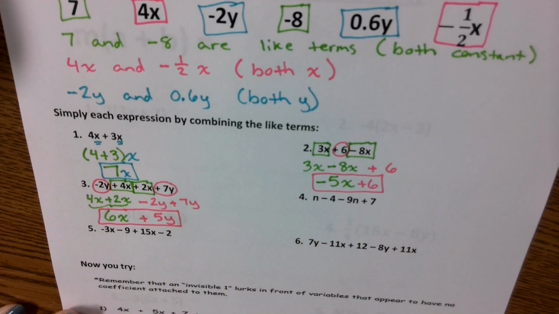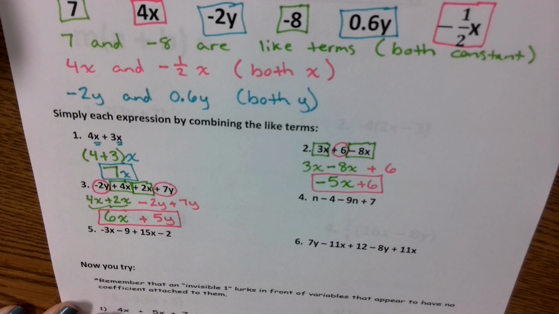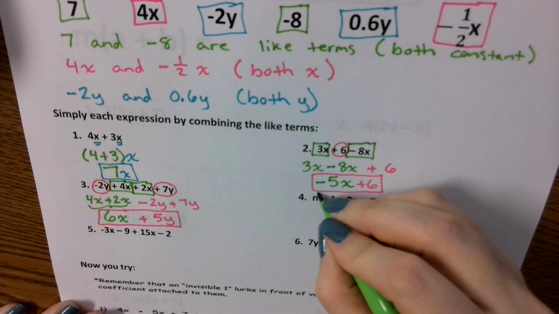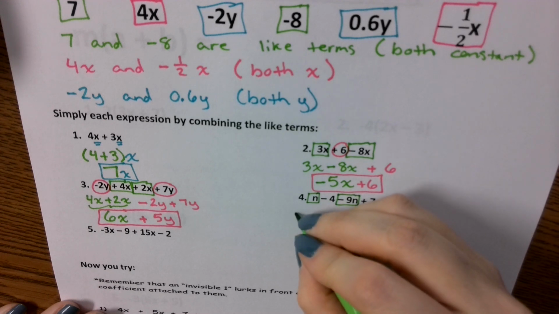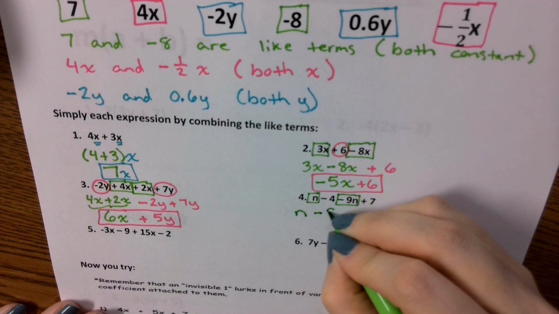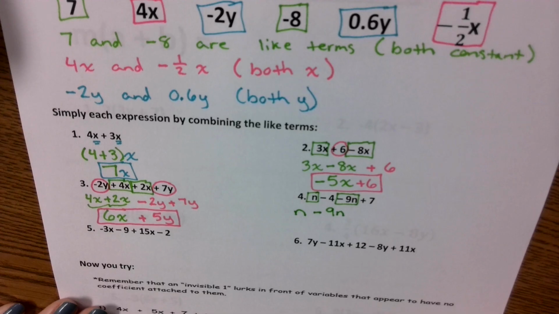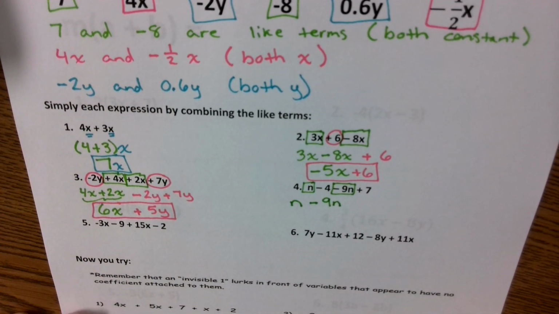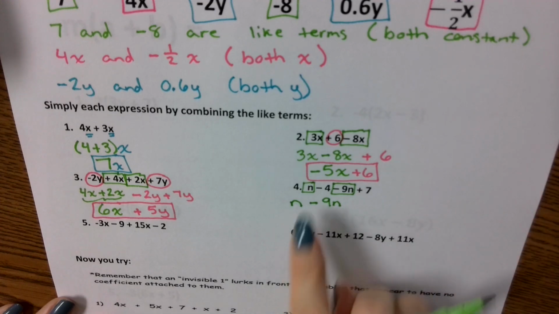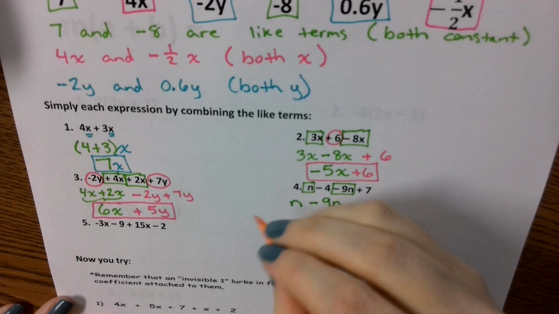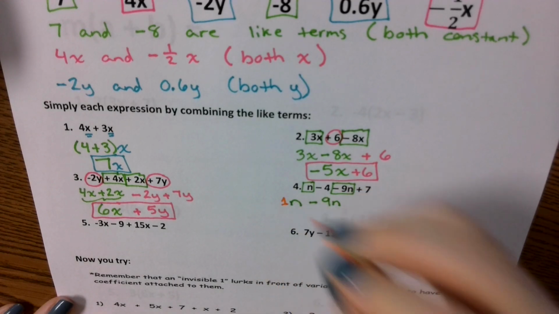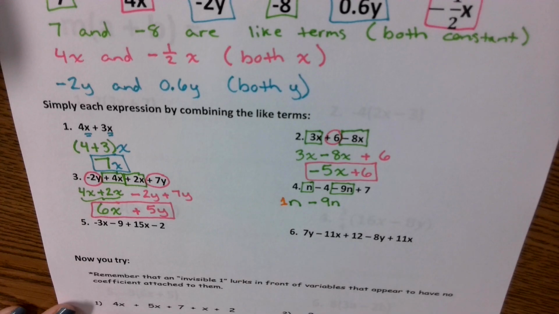Now, taking a look at problem number 4, again, we do have a like term. We've got n and a negative 9n. So what is n minus 9n? Negative 8n. Don't forget that the n does have an invisible value in front of it. That invisible value, in case you forgot, is a positive 1. So you're technically doing 1 minus 9.